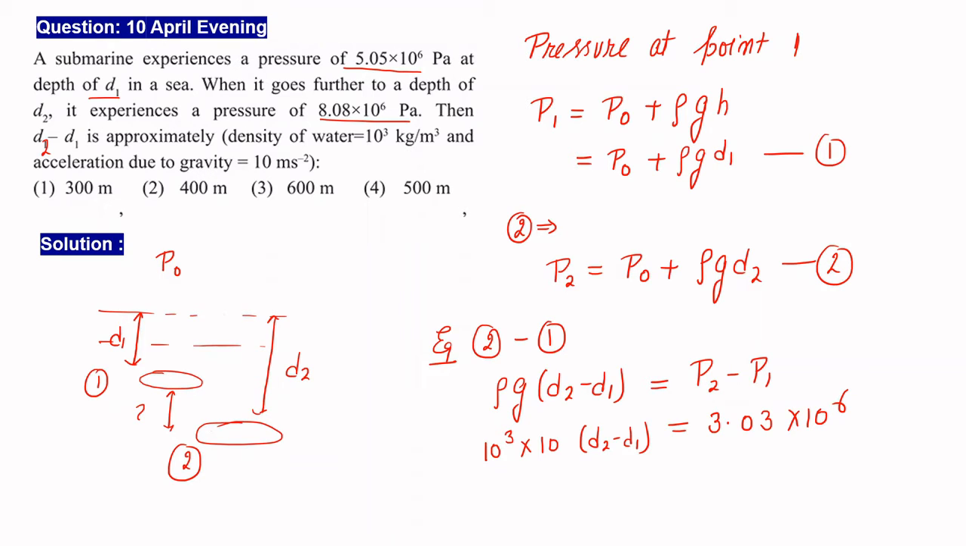See here it is a 4, so this is going to cancel out 4, and you get here 10 to the power of 2 simply. Here 4, here 6, so you get a 2. So D2 minus D1 equal to 303 meter. This is approximately 303. If you check the answer, there is no 303, so this is approximately 300. So this option is correct for this question.